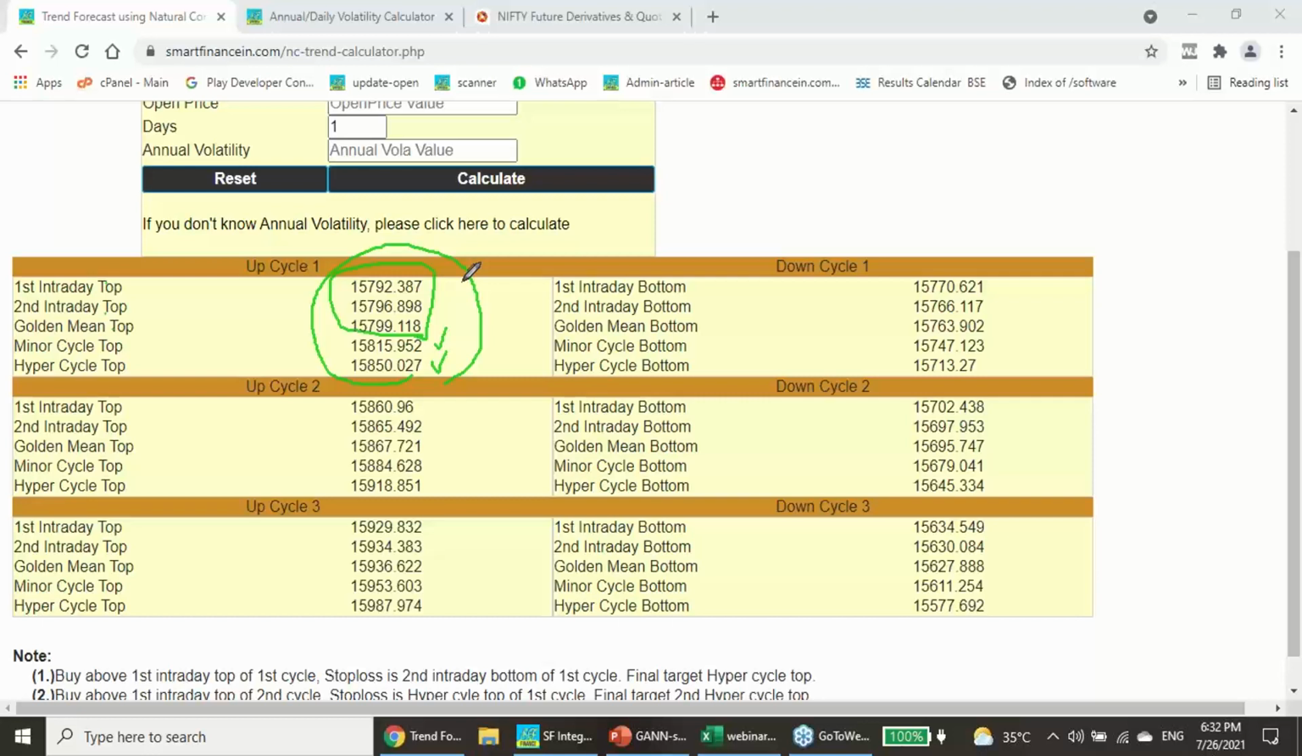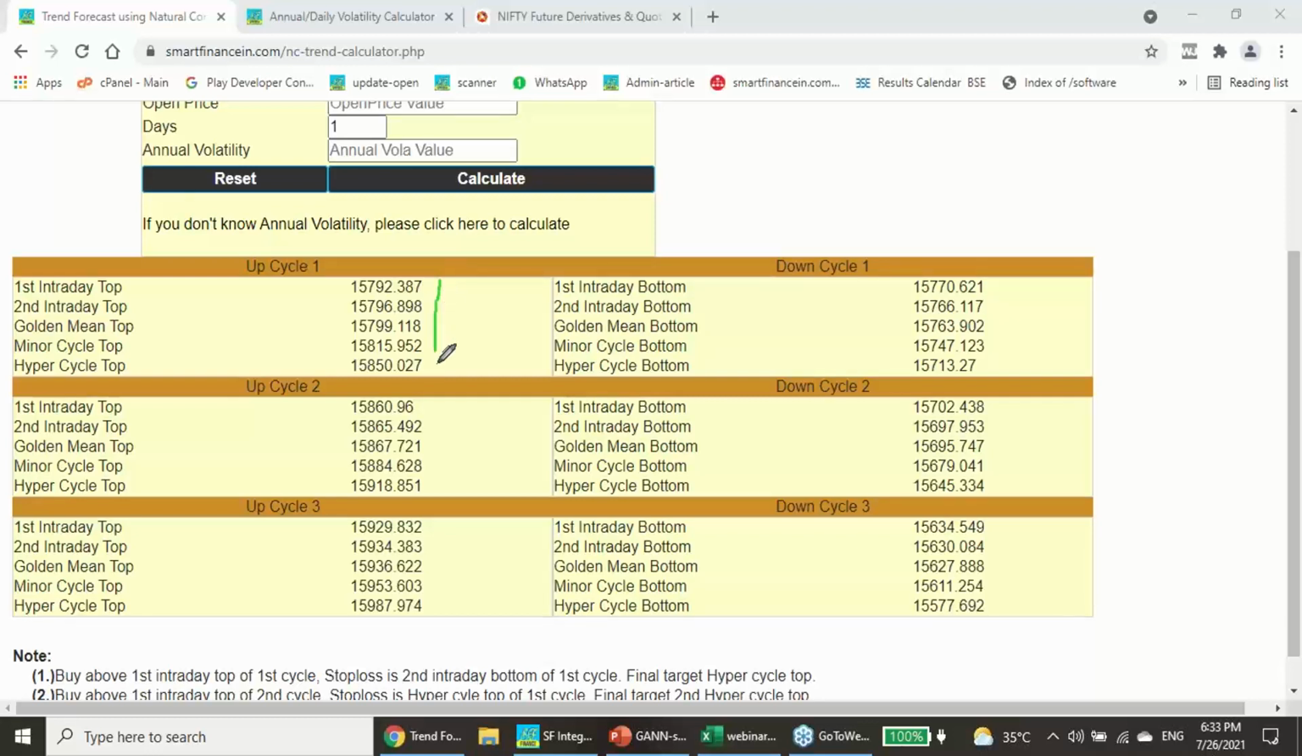Once it crosses over, you need to look into this minor top. This is very important. The moment this crossover happens, very quickly, in a fraction of a few minutes, you can hit this hypercycle top. So this price is very, very important for you. Once the minor cycle gives you a crossover, immediately within a few minutes you can get this hypercycle.